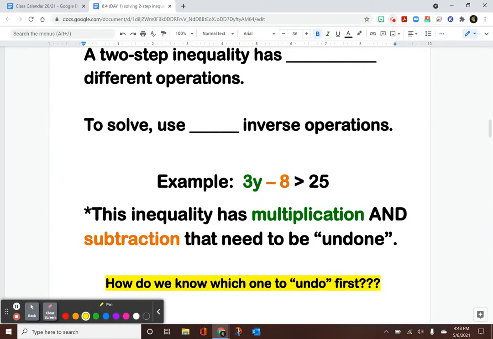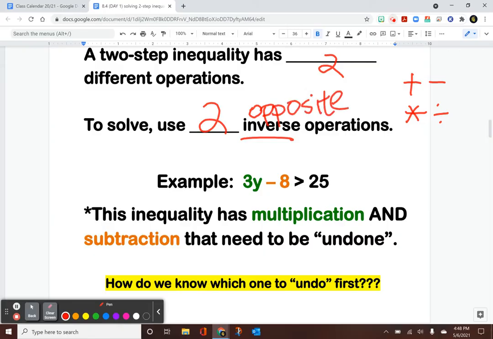A two-step inequality just has two different kinds of operations. It either has a little bit of add, subtract, a little bit of multiply, divide, mixed up in different combinations. If we're going to solve these, we're going to need two inverse or opposite operations. So when we have an inequality like 3 groups of y, take away 8, is greater than 25, this inequality has a combination of multiplication happening to the variable, but we're also subtracting 8 from that variable term. So we need to undo both of them. But which one do we start with first?